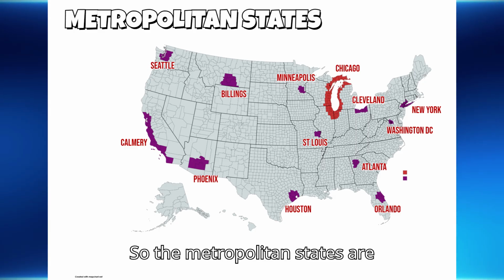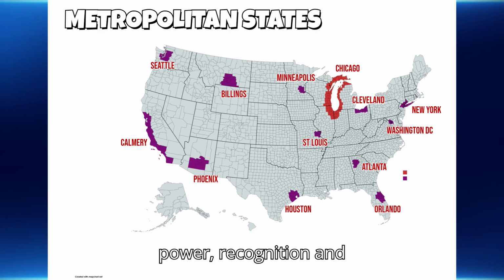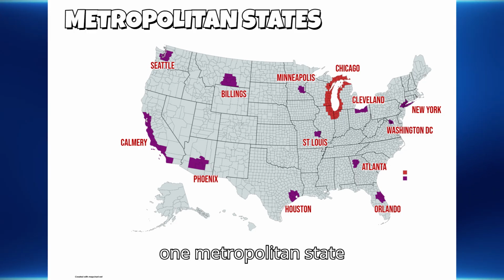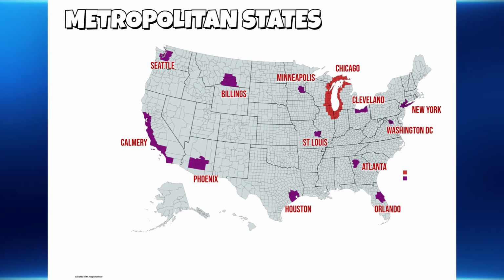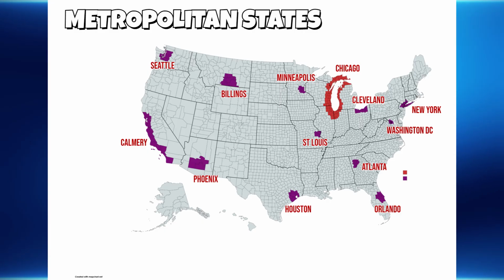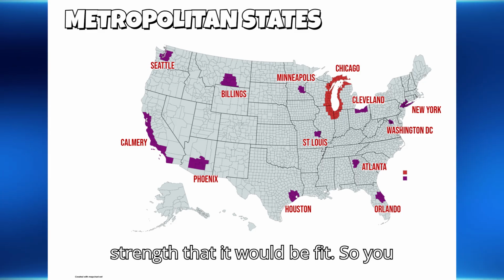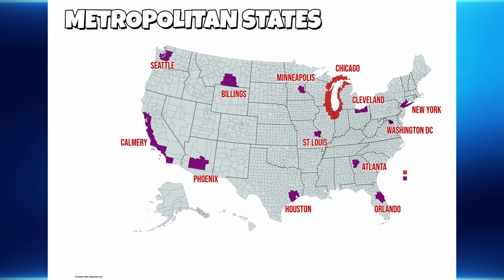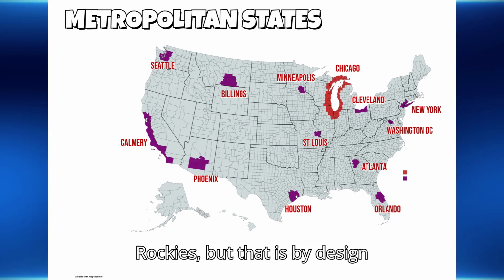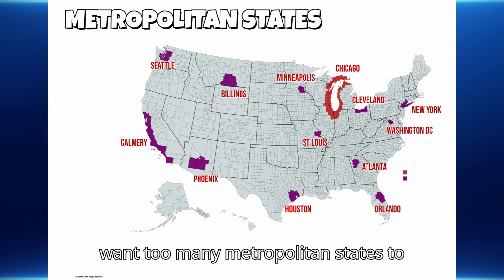So the metropolitan states are selected based on their population, economic power, recognition, and also just their geographic location. I really want one metropolitan state per geographic region. Although, especially for some Western states, I feel like there isn't really any big city with enough recognition and economic strength that it would befit. So you would see this kind of weird blankness out west in the Great Plains and the Rockies. But that is by design because we don't really want too many metropolitan states to crowd out.